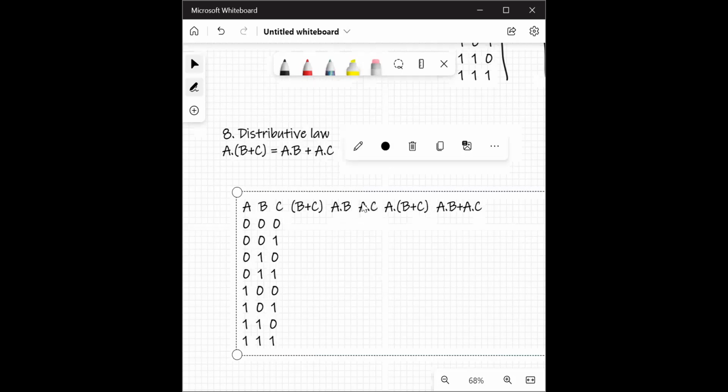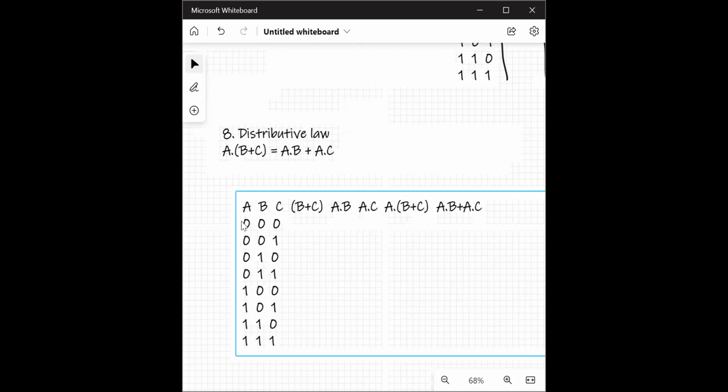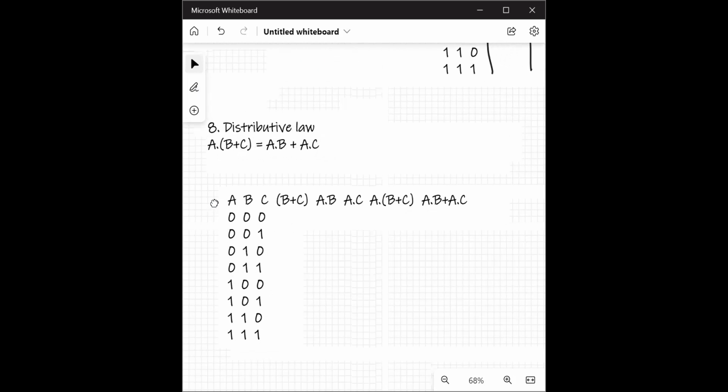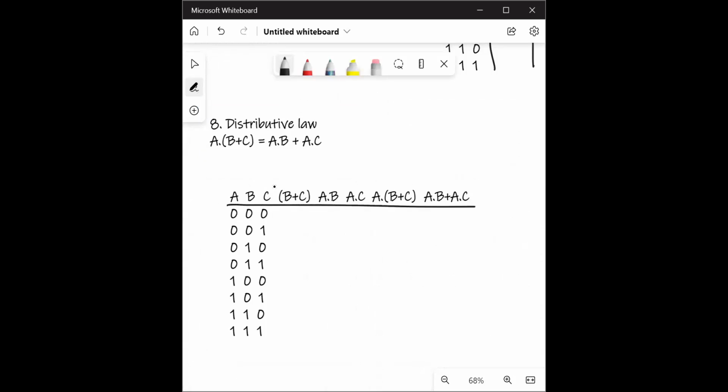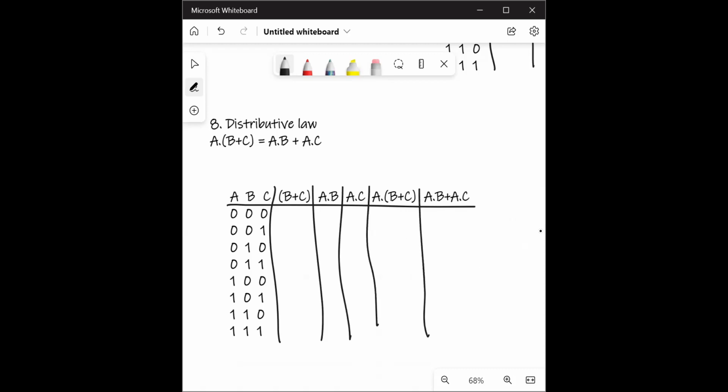Right. Let's try to finish this. So here is what we have. We have to have A, B, C. Find what B plus C is, what AB is, what AC is, A dot B plus C. Finally, you should see these two are the same.